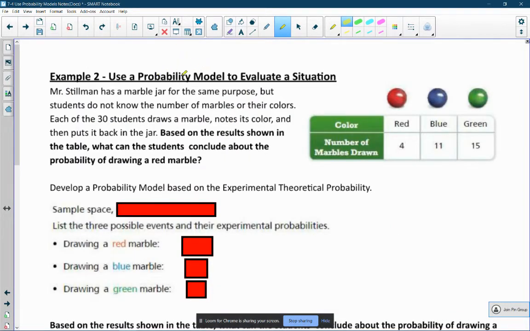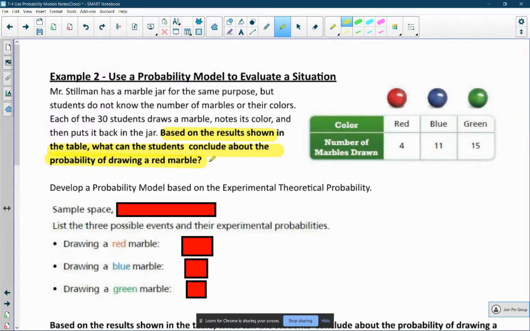We're going to use a probability model to evaluate a situation. Let's see what we're doing here. So it says Mr. Stillman has a marble jar for the same purpose, but students do not know the number of marbles or their colors in this jar. Each of the 30 students draws one marble, notes its color, and then puts it back into the jar. So our question, based on the result shown in the table, what can the students conclude about the probability of drawing a red marble?